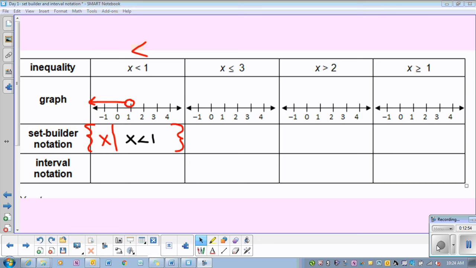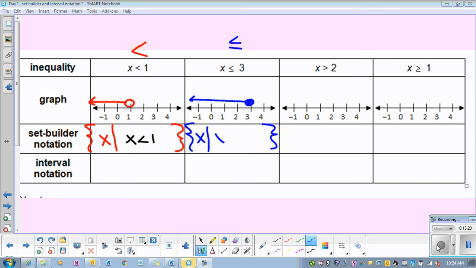All right, let's look at the next columns together. X is less than or equal to 3. So I will go to 3. Put a closed circle, because it's less than or equal to. And it's pointing to the left. All right, there we go. Set builder notation would be curly braces, X bar, X is less than or equal to 3. Yes?